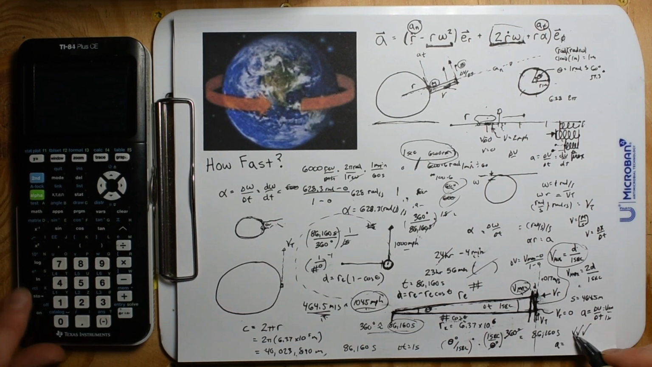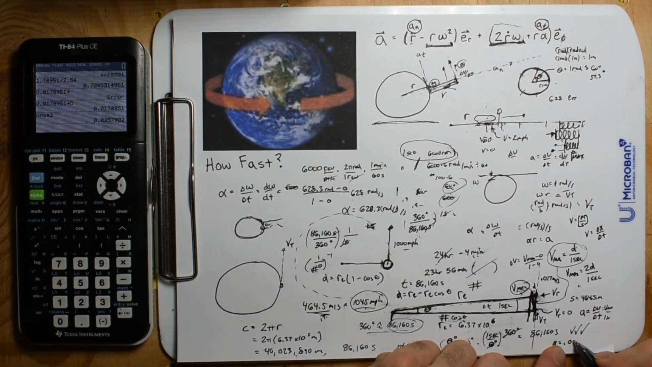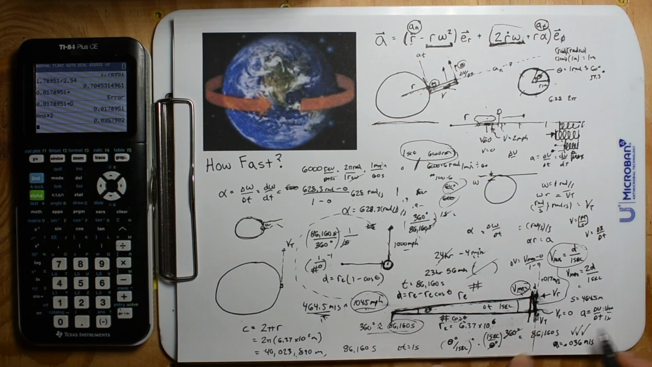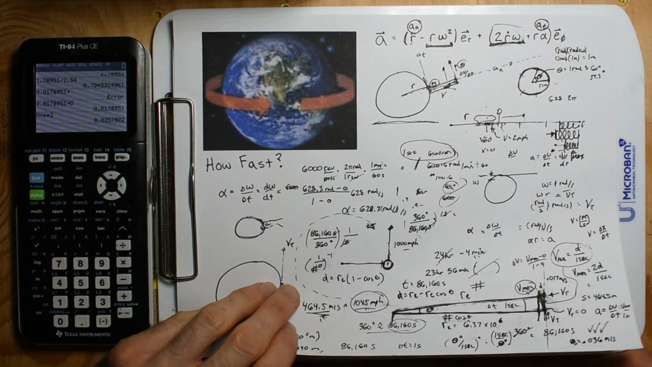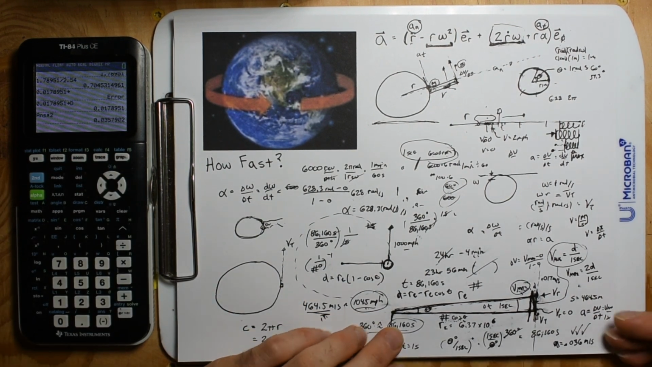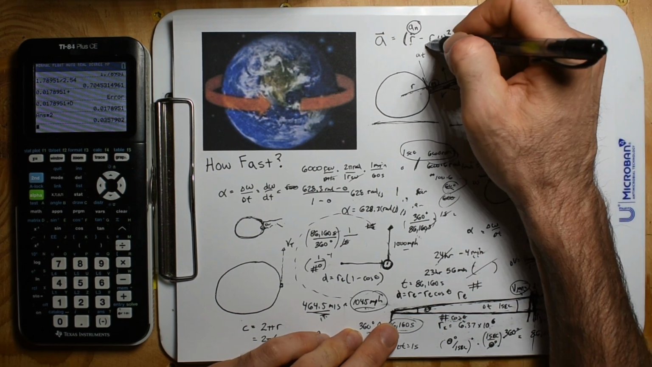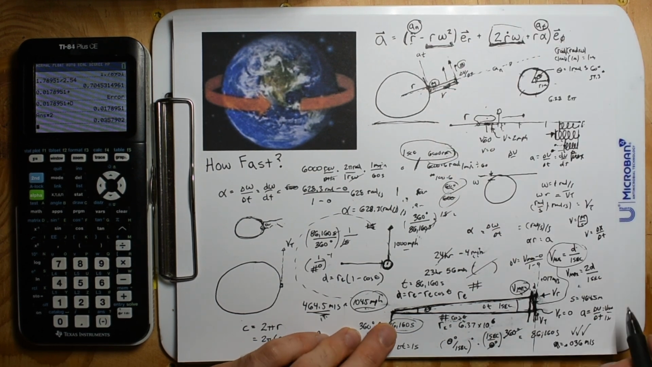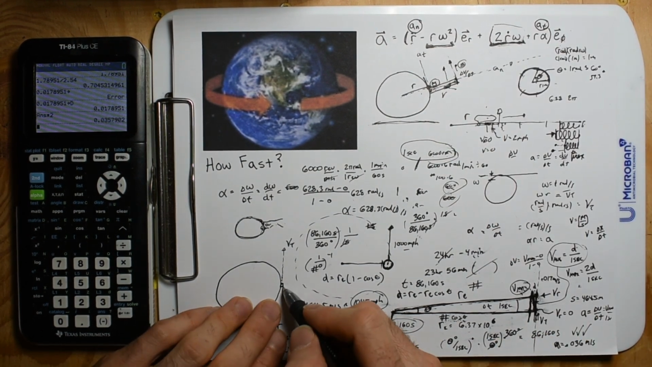So our acceleration is 0.036 meters per second squared, towards the center of the Earth. Cool. And now that we have that, we have kind of learned why this term applies. Why do you get an acceleration towards the center of the Earth?